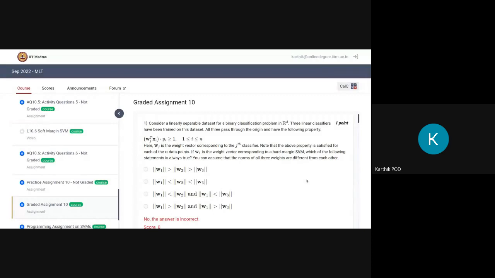So the SVM is a convex optimization problem, right? So you can't have different solutions. It can have only one minimum objective function value. Okay, so just think about it anyway. So I think that is all we have for week 10. Shall we move on? Week 11?